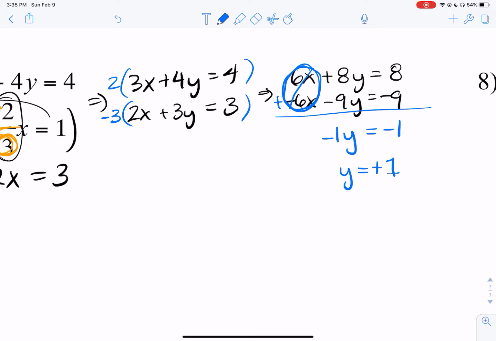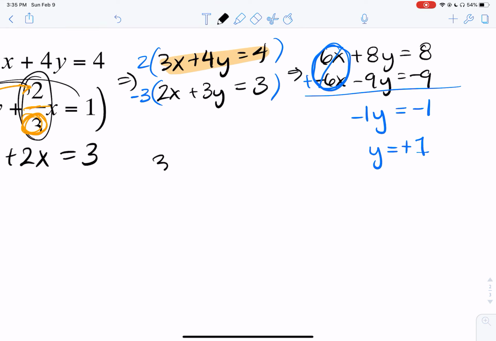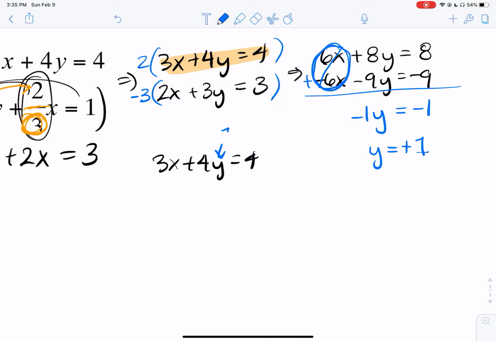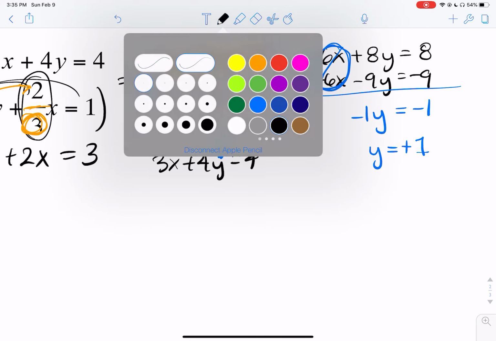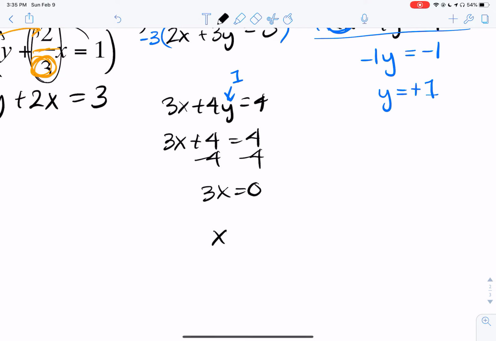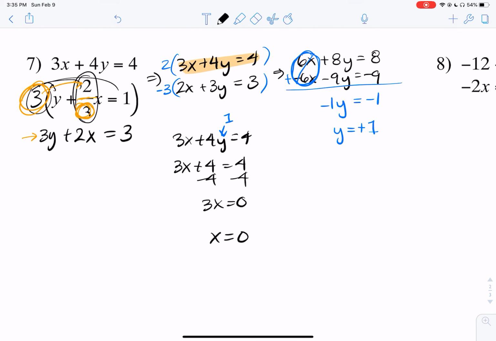Now to figure out the x value using the top equation, 3x plus 4y is equal to 4, I'm going to plug in that y value, that positive 1y value there. All right, so we end up with 3x plus 4 is equal to 4. If I subtract 4, 3x is equal to 0. So that means that x is 0 yet again, okay? So dividing by 3, we get that.